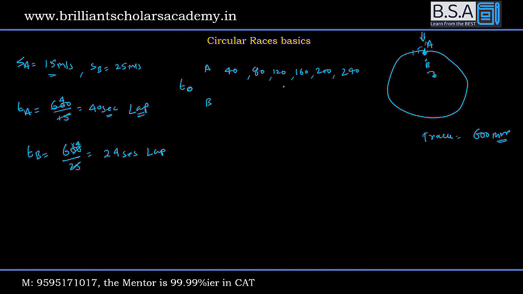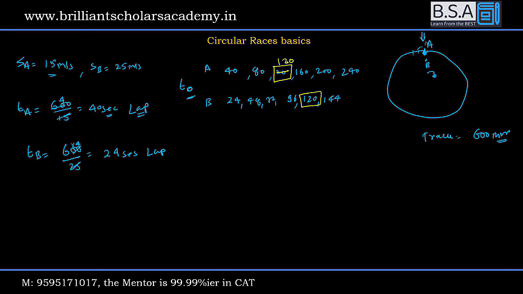When will I see B here? If they start together, direction does not matter. मेरे को starting point पे camera चाहिए. I will see B here in 24 seconds, 48 seconds, 72 seconds, 96 seconds, 120 seconds, 144 seconds. So when will I see them together? In 120 seconds. This is 120.